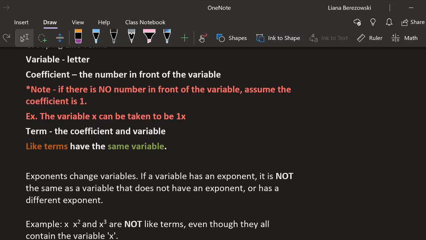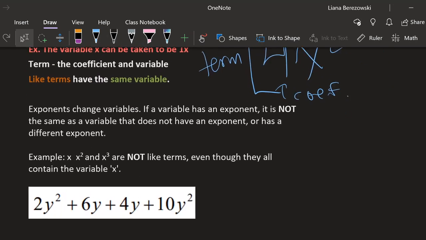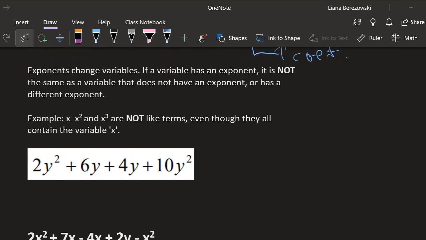Term. The term is the coefficient and the variable put together. So if we had, say, 4x, 4 is the coefficient, x is the variable, and putting them together is the term. Now, my other little rant that I gave you guys is all about exponents. Remember that exponents change variables. If a variable has an exponent, it is not the same as a variable that does not have an exponent or has a different exponent.